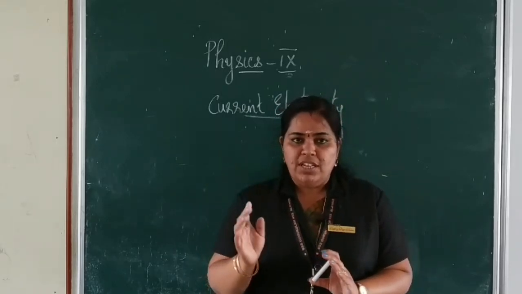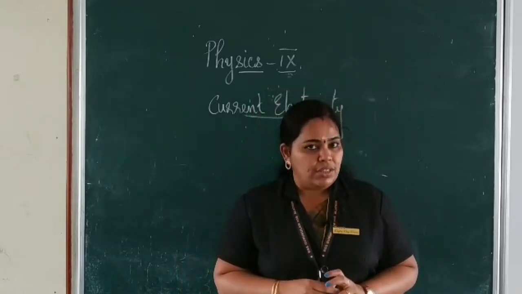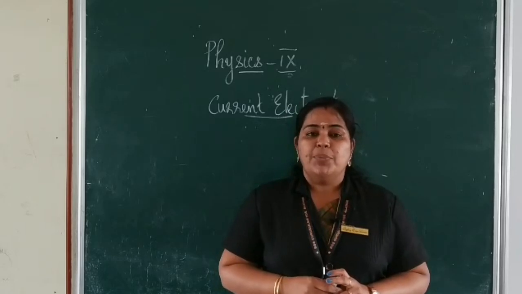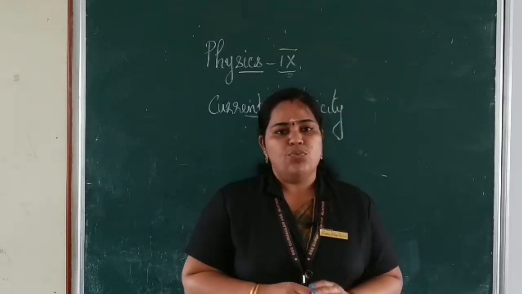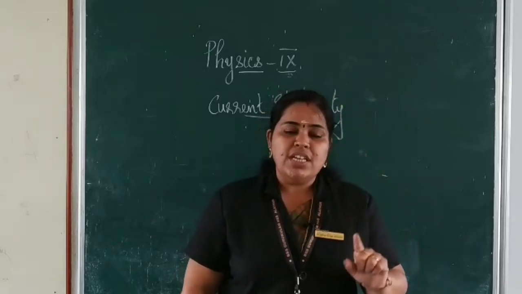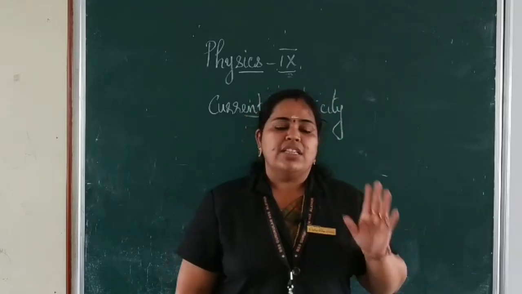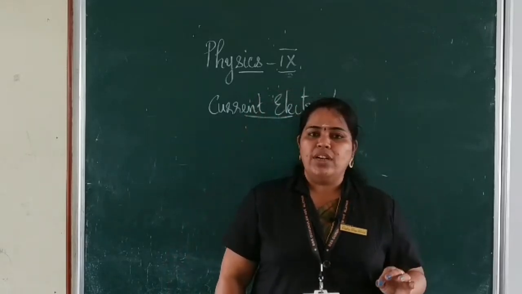If we do 1 joule of work to move 1 coulomb of charge from one point to another, then we will say the potential difference will be 1 volt. That is, if 1 joule of work is done to move 1 coulomb of charge from one point to another, then the potential difference will be 1 volt.